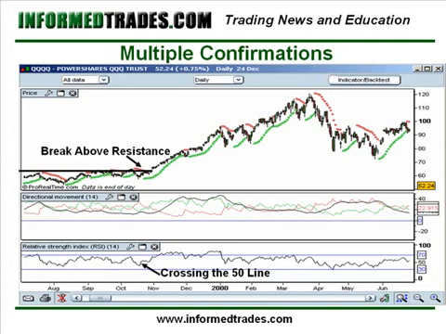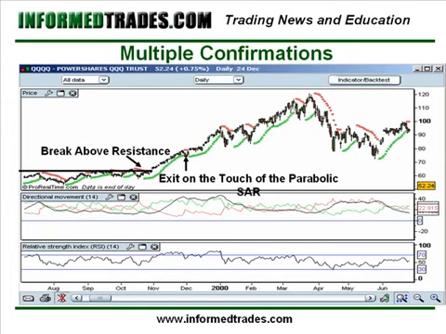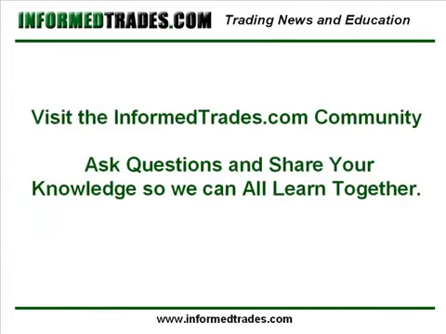So if we got long there, then the parabolic would have given us a nice run up before getting us out on a touch of the parabolic SAR, which we should have been trailing our stop up each day with each one of those green dots as they formed. Okay, so that's the general idea there with the parabolic SAR.